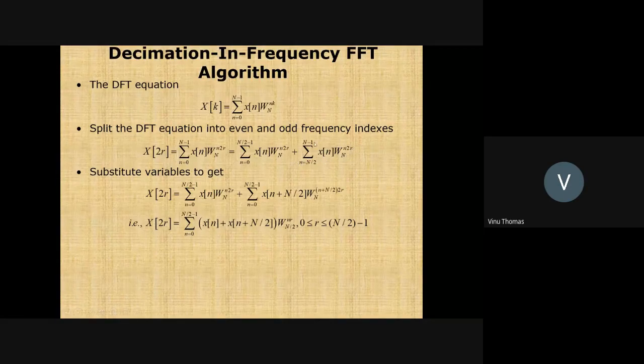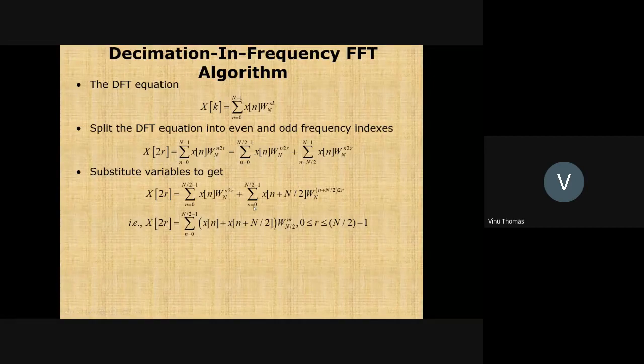Now we will look at the second summation. We will try to change this summation also to the range 0 to N by 2 minus 1. For that we will substitute for this variable n by n plus capital N by 2. So n becomes n plus capital N by 2 into 2r. This summation you can write as sigma n equal to 0 to N by 2 minus 1. You see that these two are exactly the same expression.